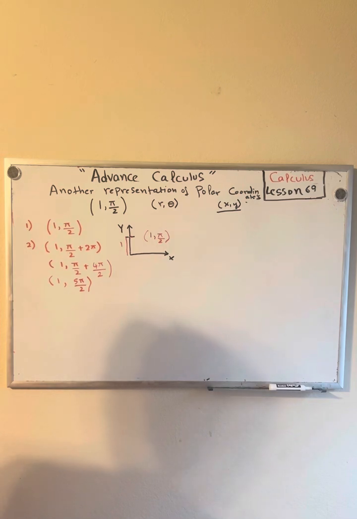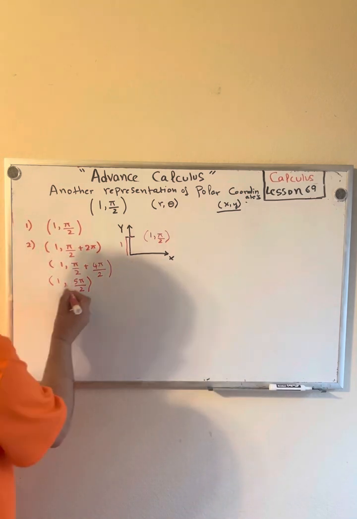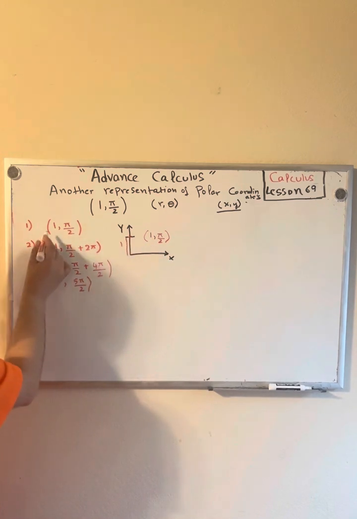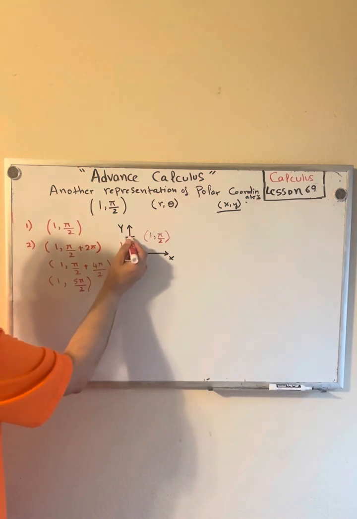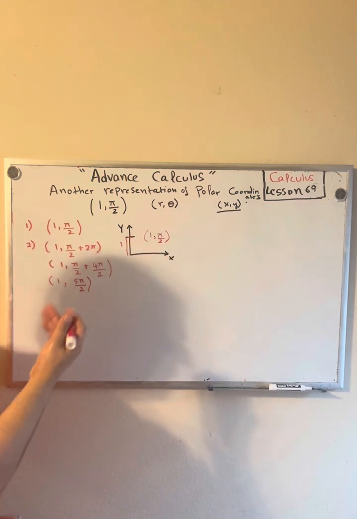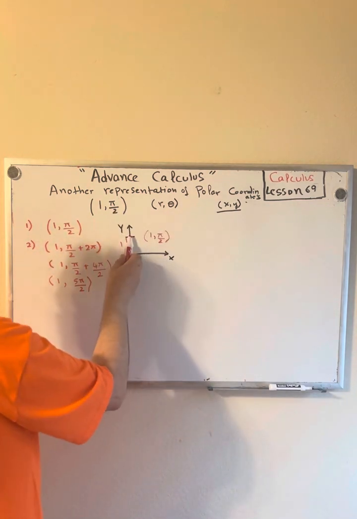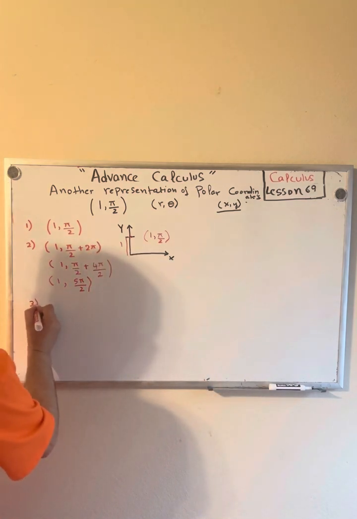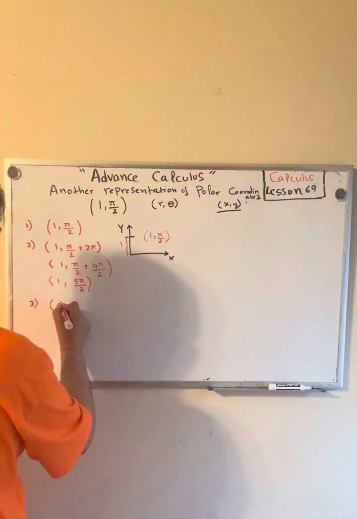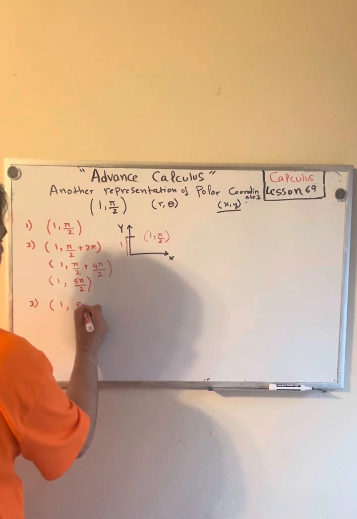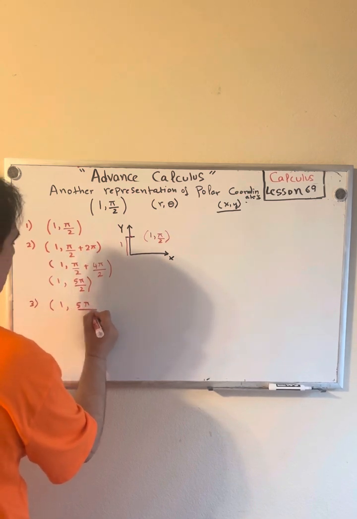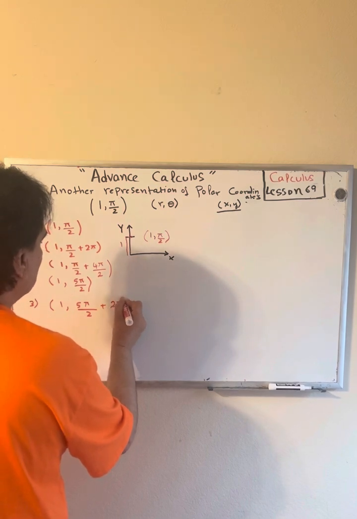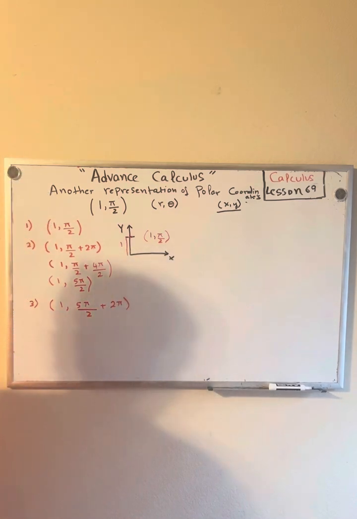Now, 1, 5 pi over 2 is this point. 1, pi over 2 is this point. I can go one more time. I'm already here. I can go one more time. So let's say representation number 3. So we have 1, 5 pi over 2 plus 2 pi. All right. So we can have this representation also.